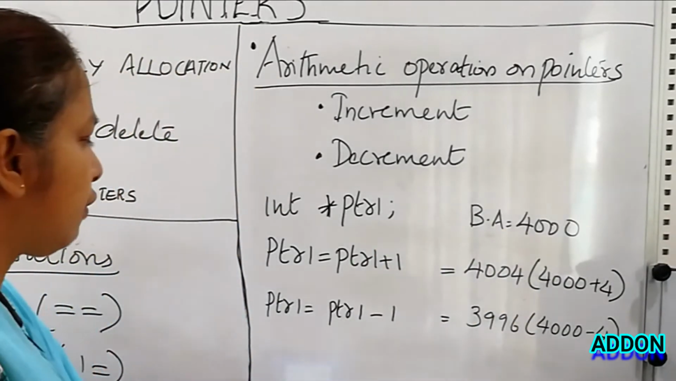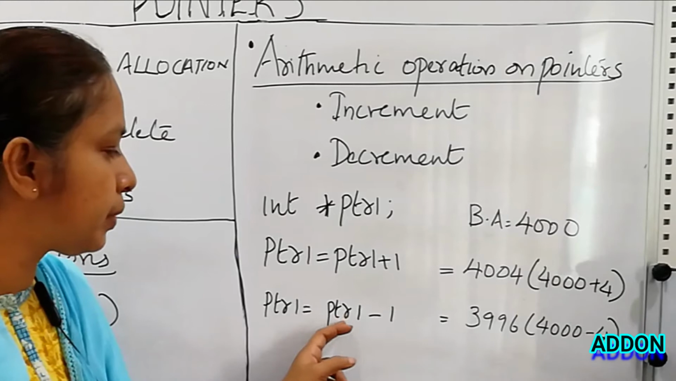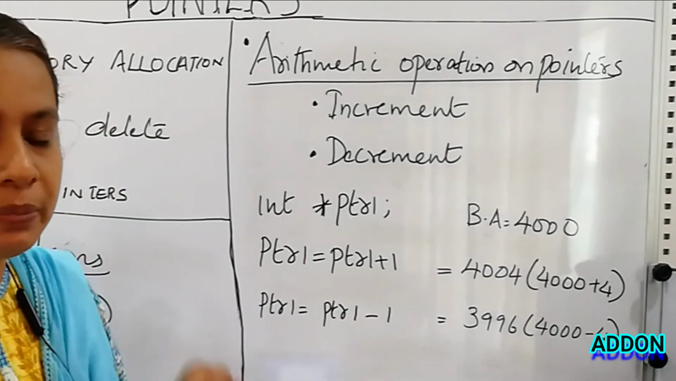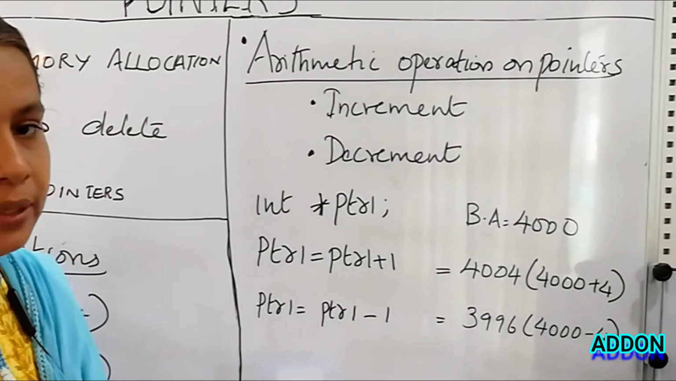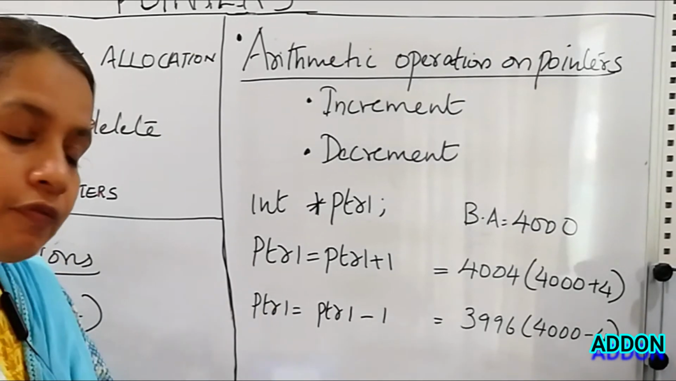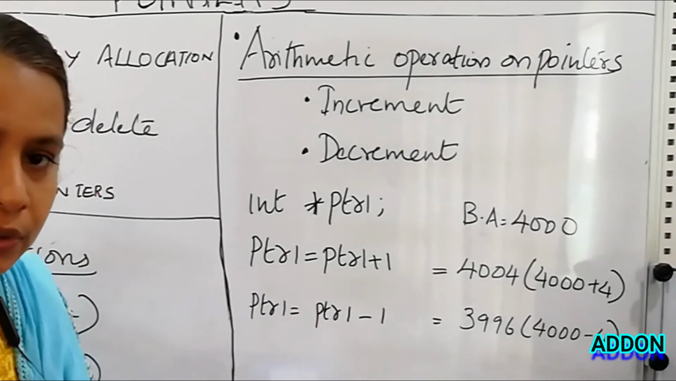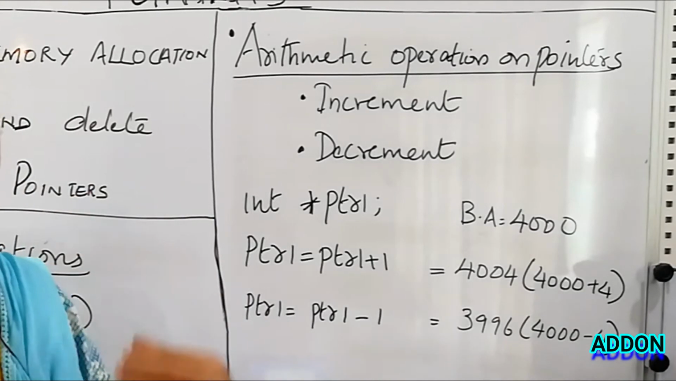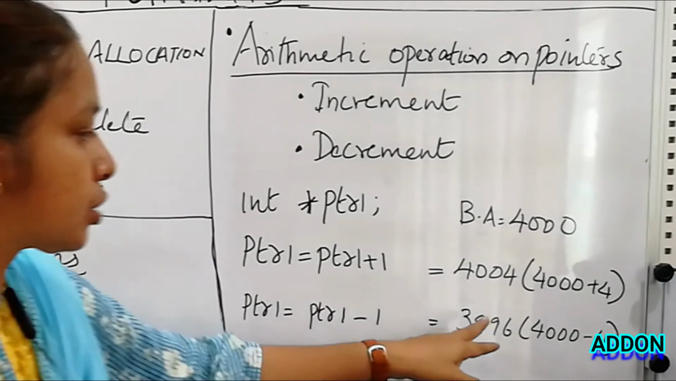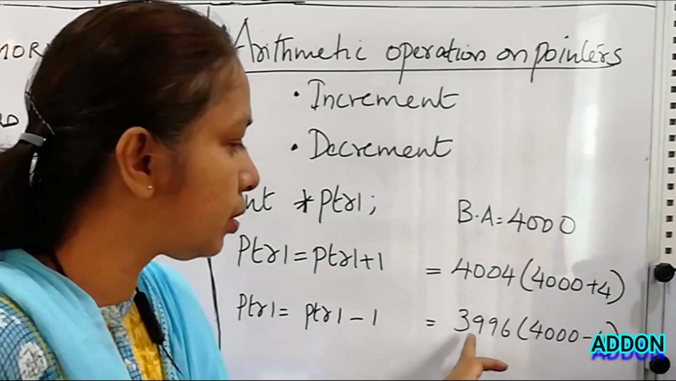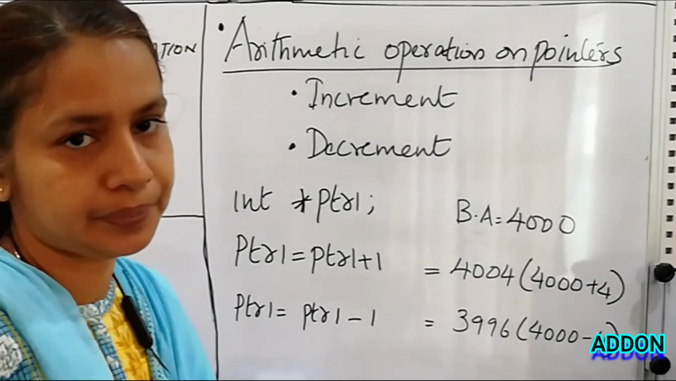In a similar way, if I have given ptr1 is equal to ptr1 minus 1, we know that 4 bytes of memory will be required for storing integer type data, and the present base address of ptr1 is, for example, 4000. So 4 bytes of memory should be decremented from the present base address. So the answer will be 3996, that is 4000 minus 4, 3996.